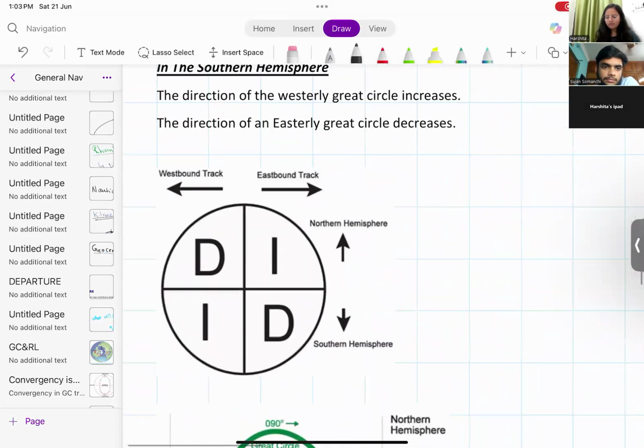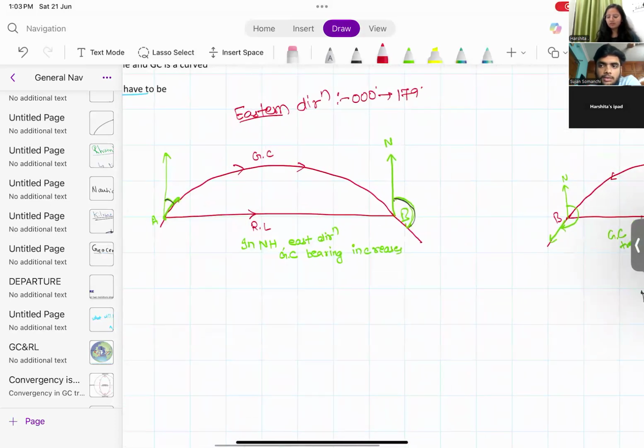So you can even remember it from this diagram. In the northern hemisphere, if you're going towards the east direction, the great circle tracks will increase. In the northern hemisphere, if we are going in the west direction, the great circle tracks are going to decrease. Happy with the northern hemisphere?